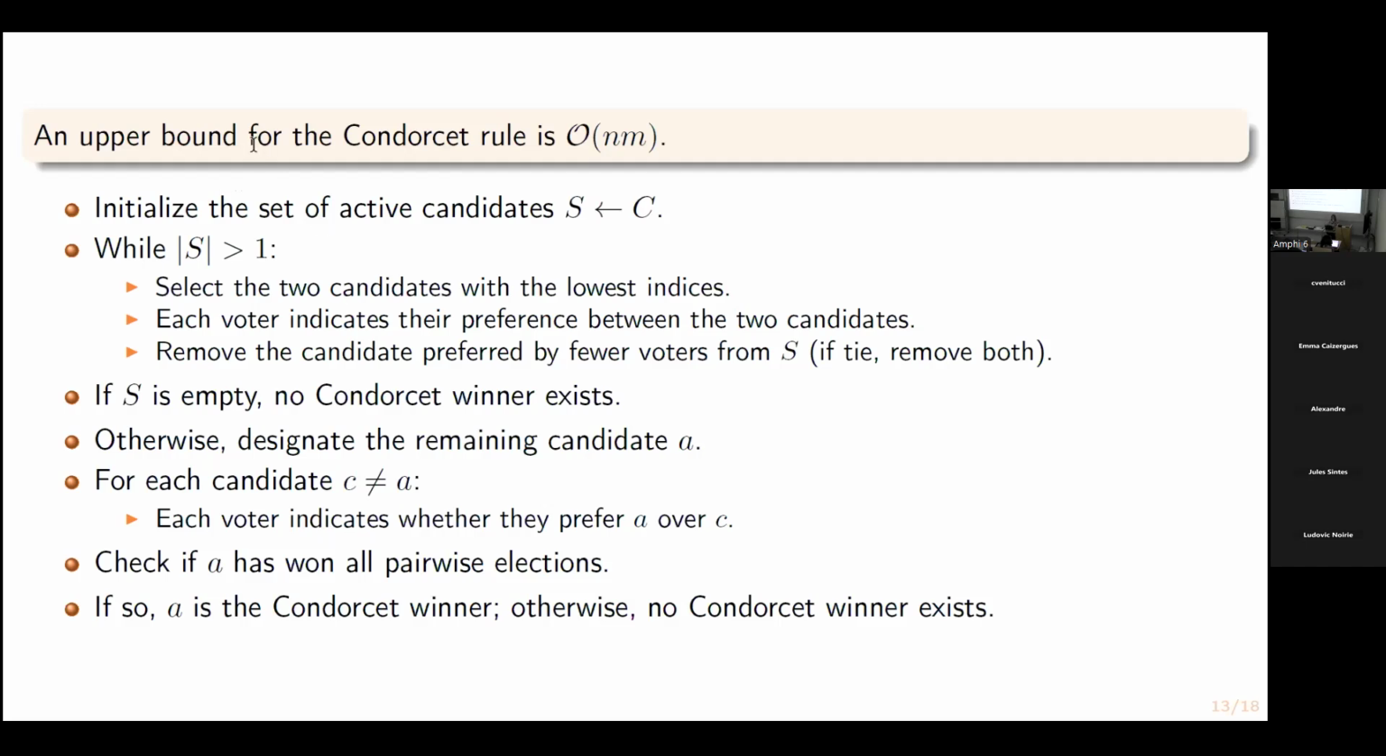Yeah. I was just intrigued by the part where if S is empty, no Condorcet winner exists, but that can happen just in case of a tie in the pairwise comparison. Yes. So here you have 2 conditions where you don't have a Condorcet winner, and one corresponds to ties and the other corresponds to the other case. It's the same because you don't ask the voters about all the pairs, but just the pairs that remain. Yes, exactly.